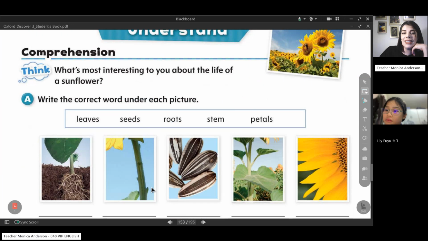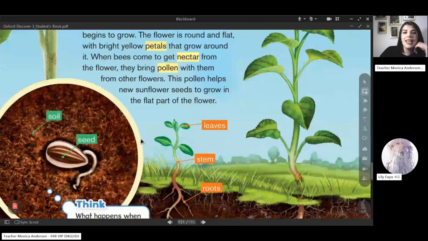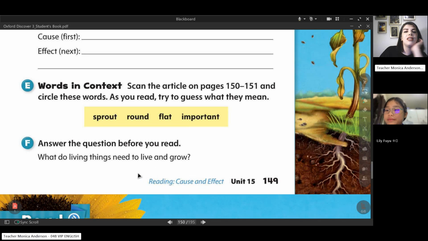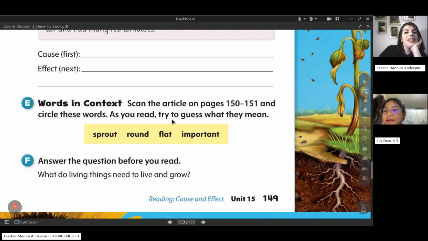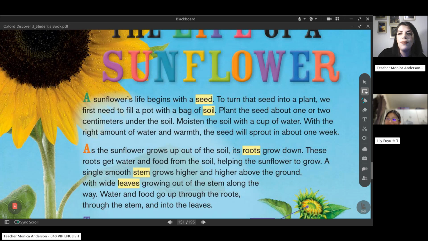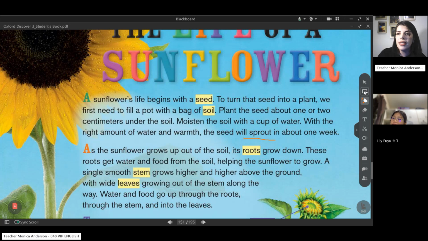Oh, wow. So we know this one, but let's see. We have some words: sprout, round, flat, important. So, guess the meaning of this word, sprout. Let's find it. Look. Let me show you. Look. Oh, what is this line? Why is the line this way?